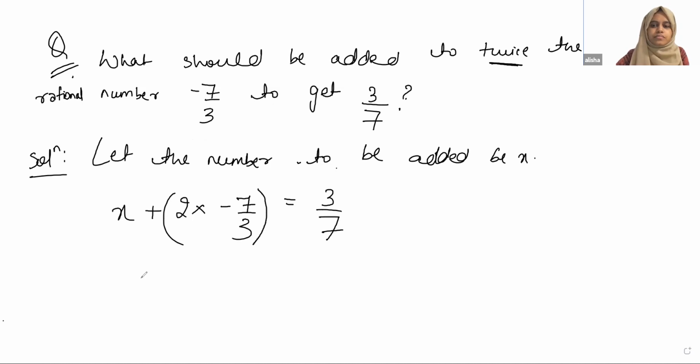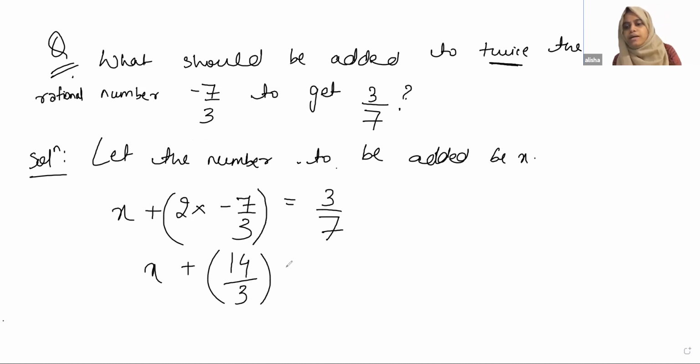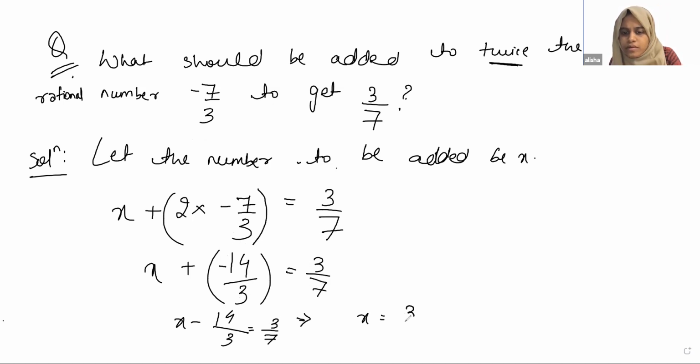Okay, let's see. X plus 2 sevens are 14 by 3 minus or plus? It's minus, equals to 3 by 7. Right or wrong? Yes. X minus or plus? It will be minus because we open the bracket. Right or wrong? Yes. Right or wrong?